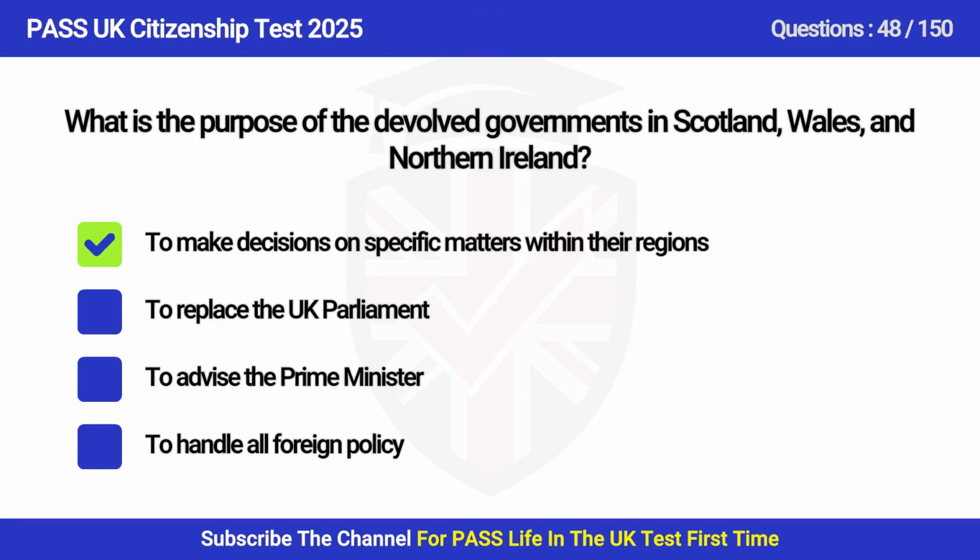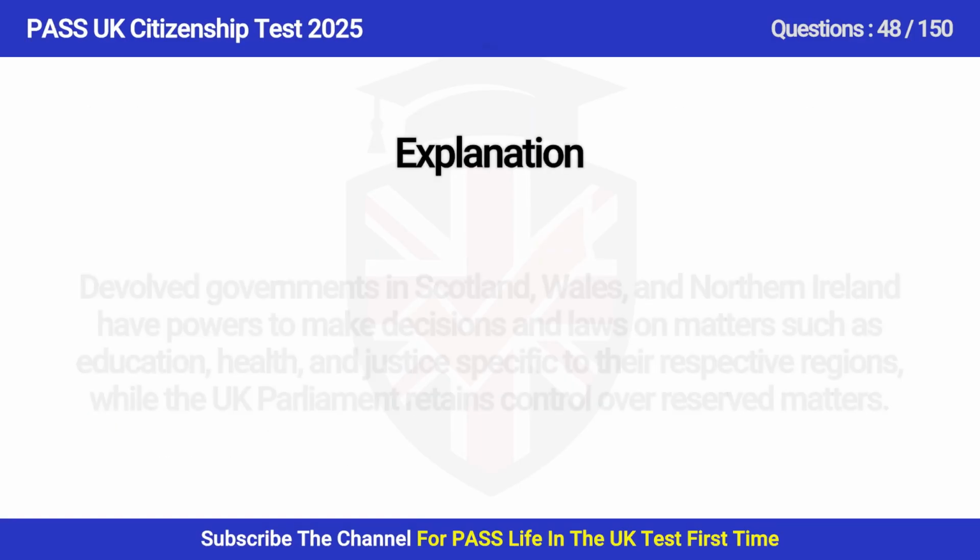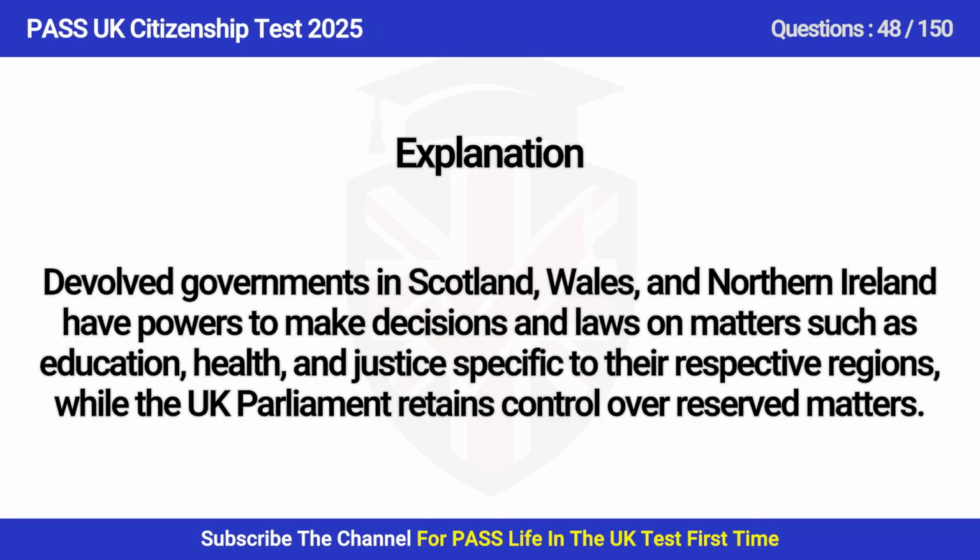Answer is A. To make decisions on specific matters within their regions. Devolved governments in Scotland, Wales, and Northern Ireland have powers to make decisions and laws on matters such as education, health, and justice specific to their respective regions, while the Parliament retains control over reserved matters.